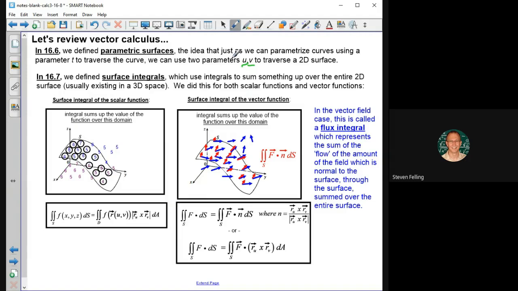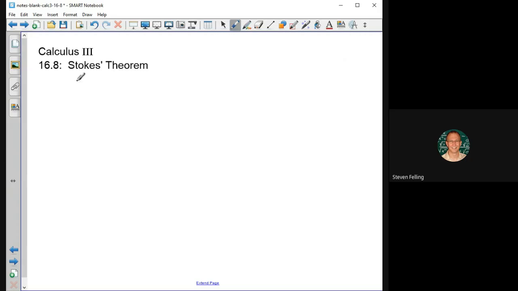So we're going to go on now to 16.8, and what we'll find out is that 16.8 is called Stokes' theorem, and like Green's theorem, it provides us a way to more easily calculate a path integral using a double integral. But this time, we're not going to be limited to only having a two-dimensional domain. So Stokes' theorem is really an extension of Green's theorem into 3D, okay?